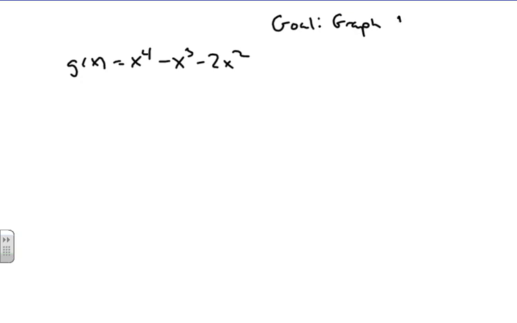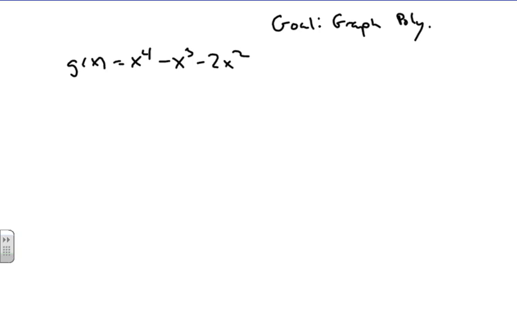For this one, we're going to have one where we may have to do a little bit more work. We're going to have g of x, and it's going to be x to the 4th minus x cubed minus 2x squared. And in this problem, we want to once again graph it. So our goal is to graph the polynomial, or sketch the graph of it.